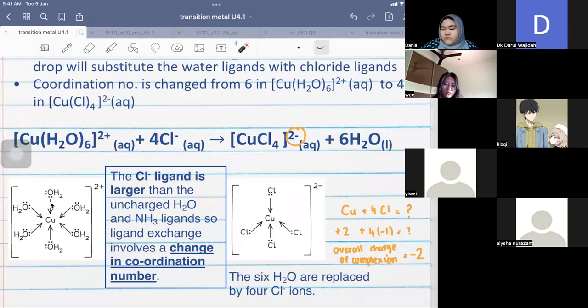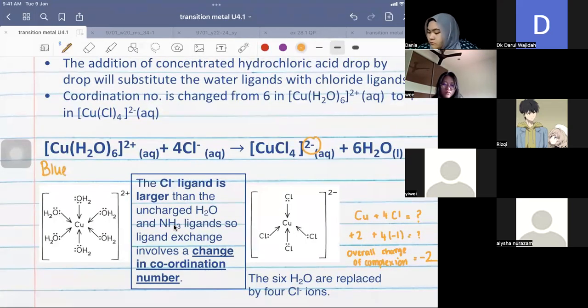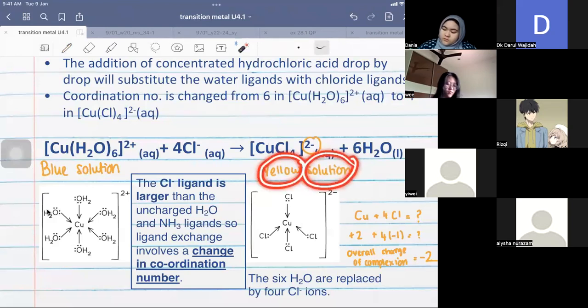The observation that you should see is that copper 2+ is a blue solution. Chloride is colorless, just like your hydrochloric acid is colorless. Your water is colorless. CuCl4 2- is a yellow solution. It is extremely important for you to know the color and the nature, whether it's a solution or a solid. So please make sure you don't just write down yellow or blue. Make sure you write down the solution as well.